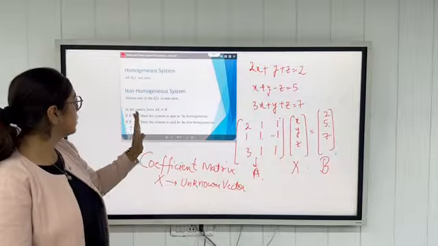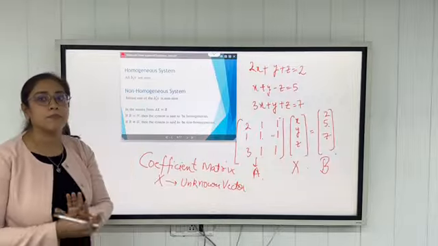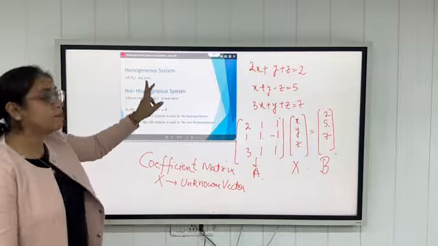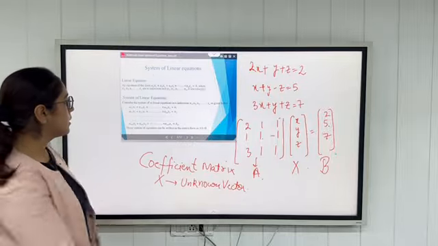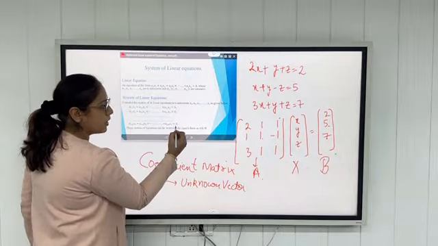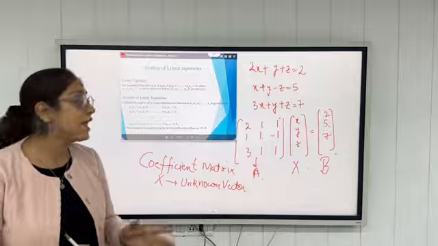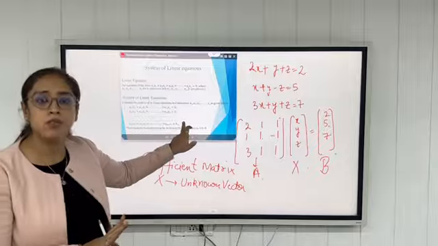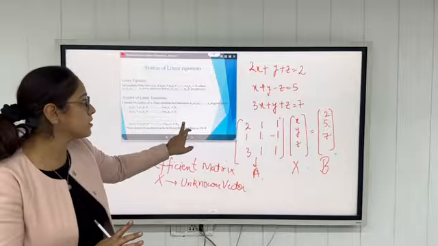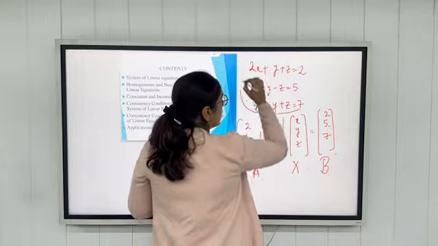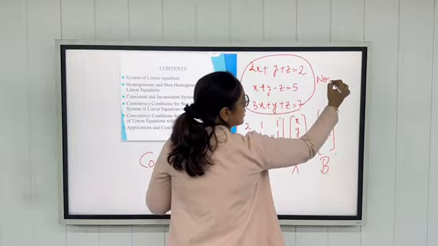Next, homogeneous system and non-homogeneous system. In a homogeneous system, all the bi's must be 0. These are the bi's: b1, b2 and bm. If they are all 0, then we say that it is a homogeneous system. And if at least one of them is non-zero, then we say that it is a non-homogeneous system. For example, here this system is called a non-homogeneous system. Why?